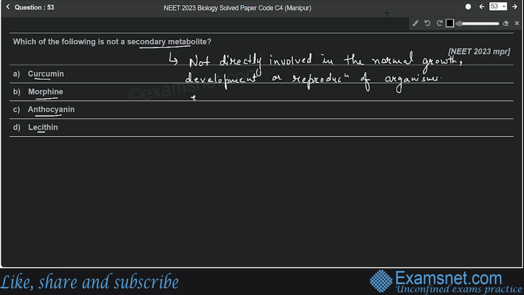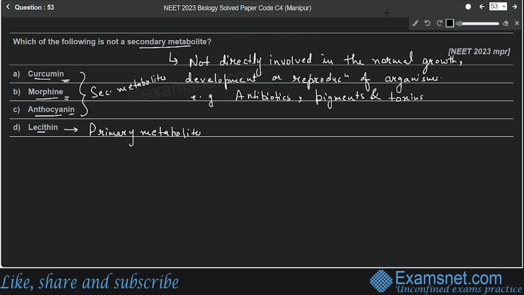Okay. What are the examples of secondary metabolites? The examples can be antibiotics, pigments and toxins. So here curcumin, morphine and anthocyanin, these three are examples of secondary metabolites. Whereas lecithin is not an example of secondary metabolite, it is an example of primary metabolite. That means it is directly involved in the normal functioning of the organisms. Okay, growth, development and reproduction. Specifically, lecithin is a type of phospholipid. Okay, and the correct answer will be option number D.